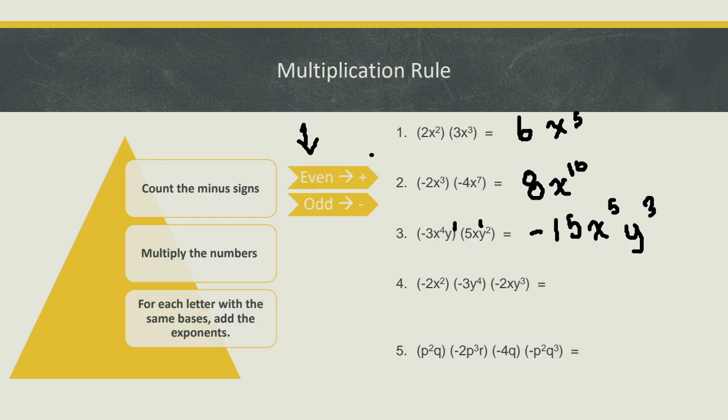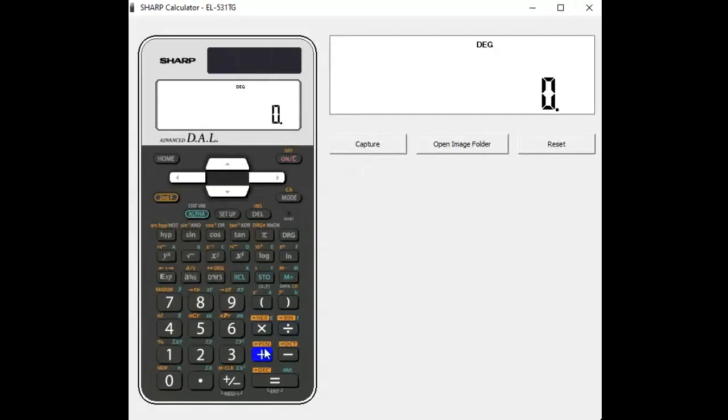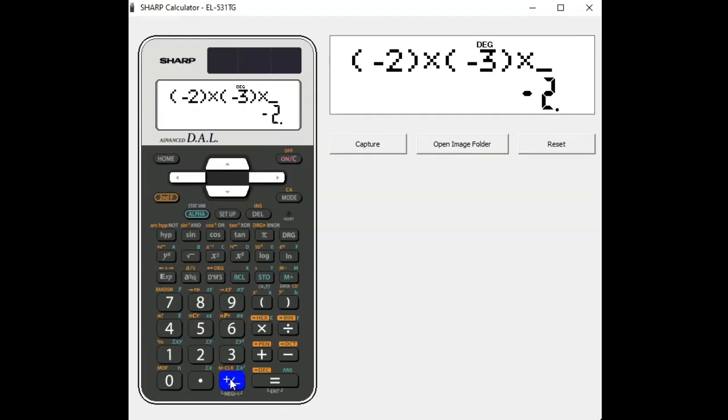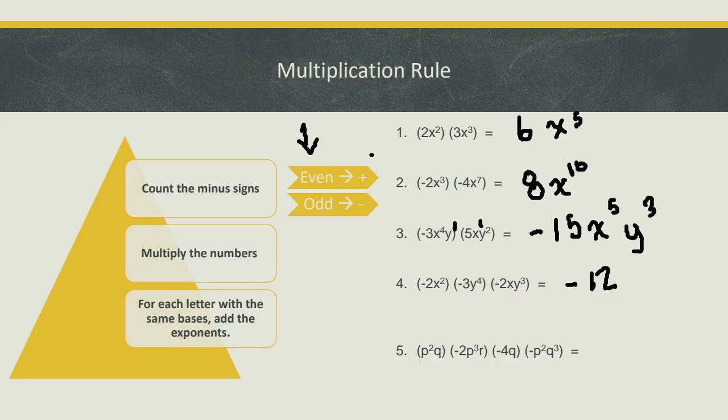For number 4, I have 3 negatives. That's an odd number. So my overall sign is negative. 2 times 3 is 6, times 2 is 12. So I get a negative 12. Now, if you wanted to use your calculator, negative 2 times negative 3 times negative 2, let's take a quick look at how you would punch that in. So I have a negative 2 times negative 3 times negative 2. Again, we're using this button as a negative, not subtracting a negative. That gives me an overall negative 12. So same answer, right? This is the button you want to use, not the subtraction button. Subtraction is for subtraction.